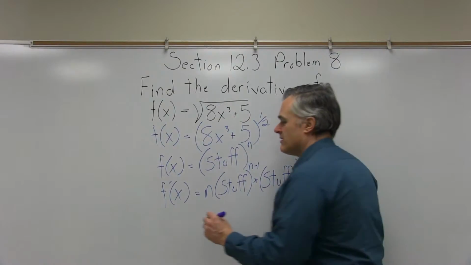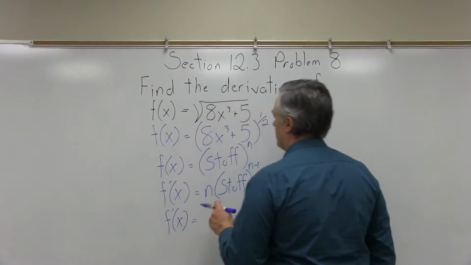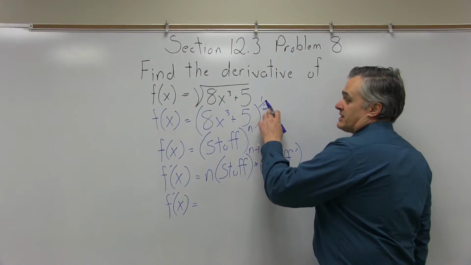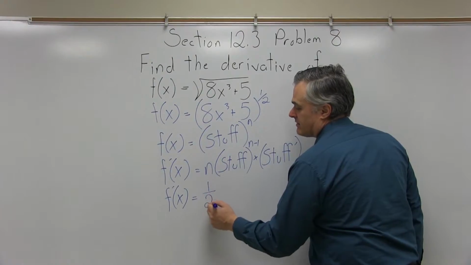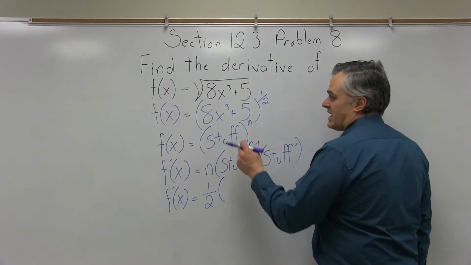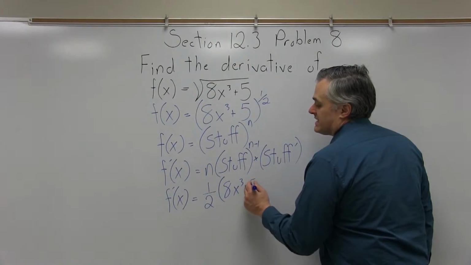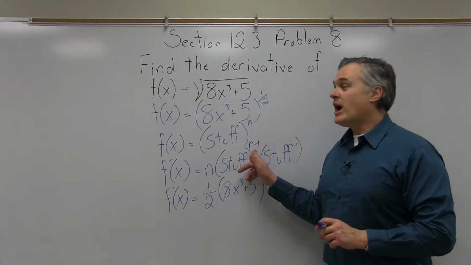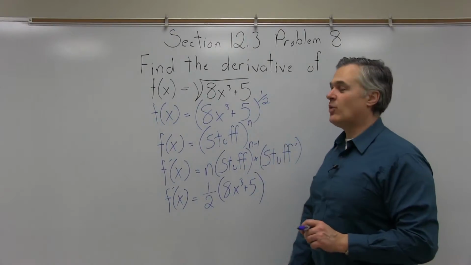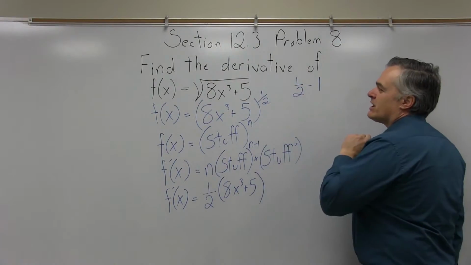So when we start, f prime of x equals the n, or in this case 1/2, is going to come down in front of the parentheses. I have 1/2. Leave the stuff the same, so the 8x to the third plus 5 just stays. Now the exponent's n minus 1, so 1/2 minus 1. Again, because it's a fraction, you might have to slow down for a minute and think about it.